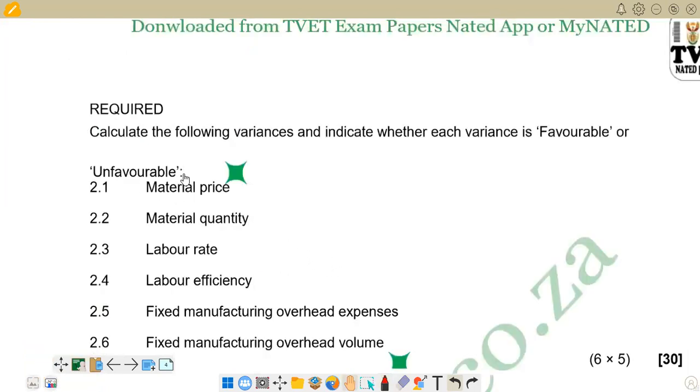Then we come to the required parts: calculate the following variances and indicate whether each variance is favorable or unfavorable. So very important to take note that we have to indicate if the variance is favorable or unfavorable. So we are going to start with the first one, which is material price variance. So we are going to go there.